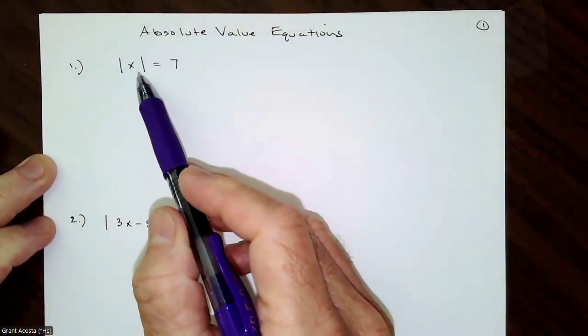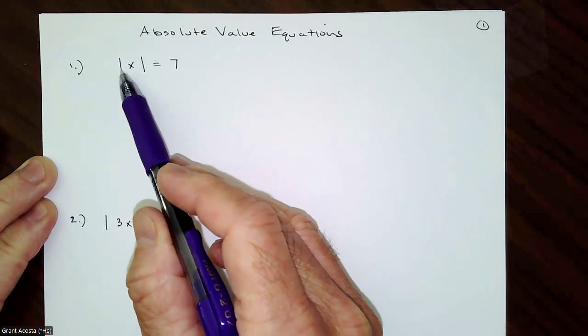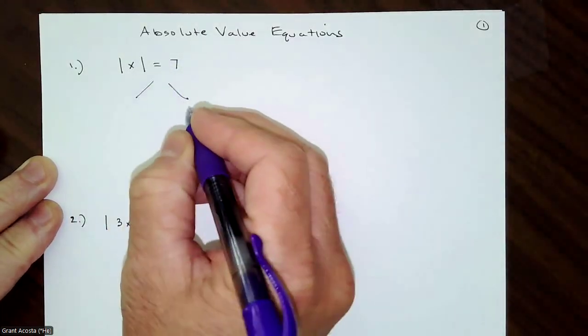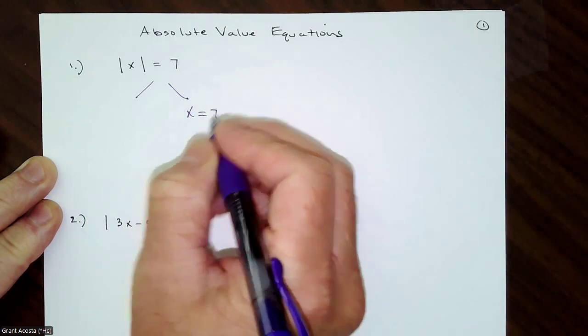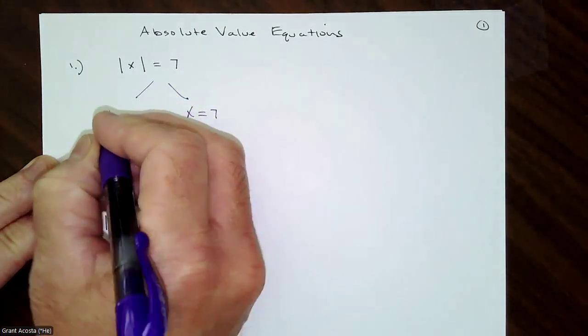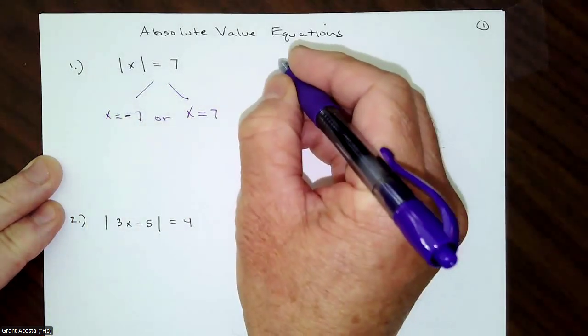So let's start with something simple. If I say I'm looking for numbers where I can take the absolute value of x and get it equal to 7, there's two numbers that would work. X could be 7 because the absolute value of 7 would just be 7, or X could be -7. And that's because, okay, so let's write this down.